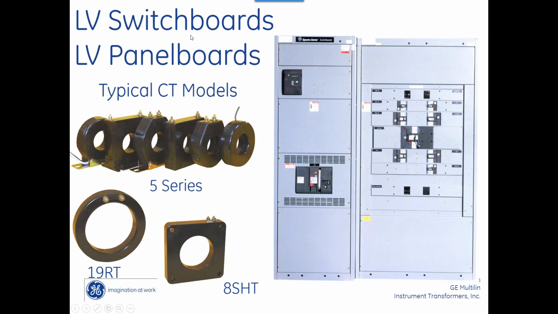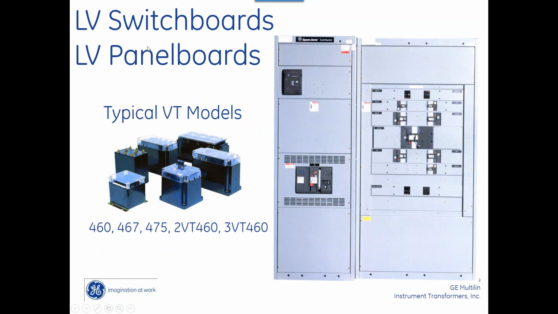If I've got something like a low voltage switchboard, a typical CT looks like this, the 5 series of 19R or the 8 SHT. The problem with this CT is it may only be like a C10. These are very economical CTs. So if I've got to run 500 feet, I'm not going to have the voltage I need because of the burden, and this could be a real problem. And all the switchgear manufacturers are going to give you the cheapest CT they can, so you may actually want to specify that when you're doing this.